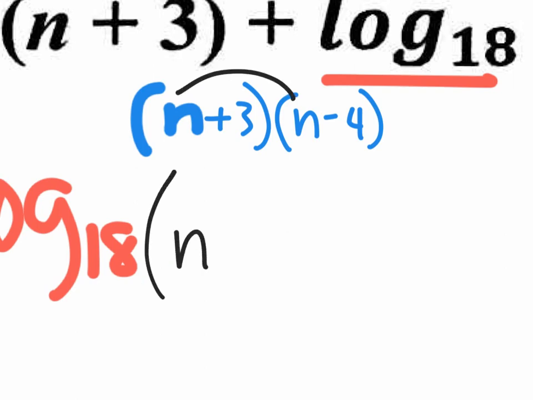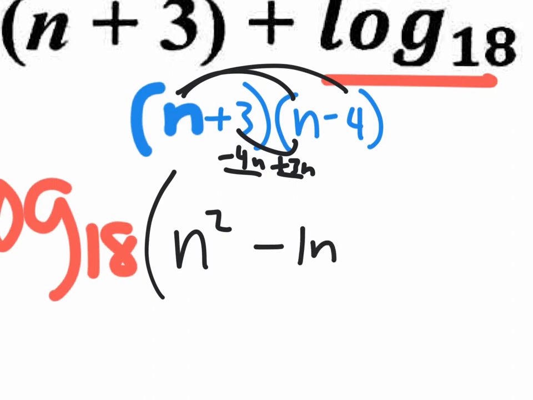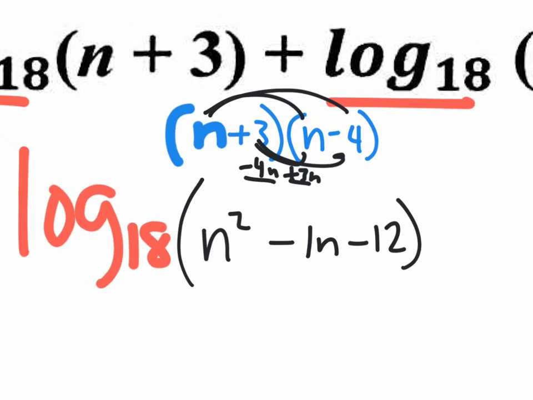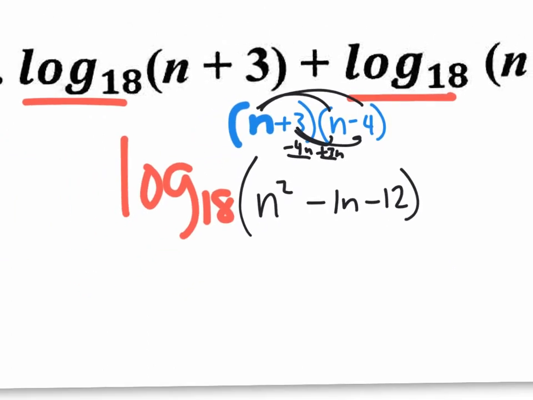So I'm going to have an n squared. When I go n times negative 4, that's negative 4n. Let me just write that right here, negative 4n. And then 3 times n, that's positive 3n. When I combine the negative 4n with the positive 3n, I get negative 1n. And of course, 3 times negative 4 is negative 12. So that's the quadratic trinomial that I get when I'm applying the product property.